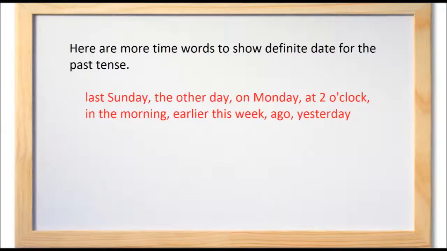Please turn to page 163. Here are more time words to show definite date for the past tense. Last Sunday, the other day, on Monday, at 2 o'clock, in the morning, earlier this week, ago, yesterday.